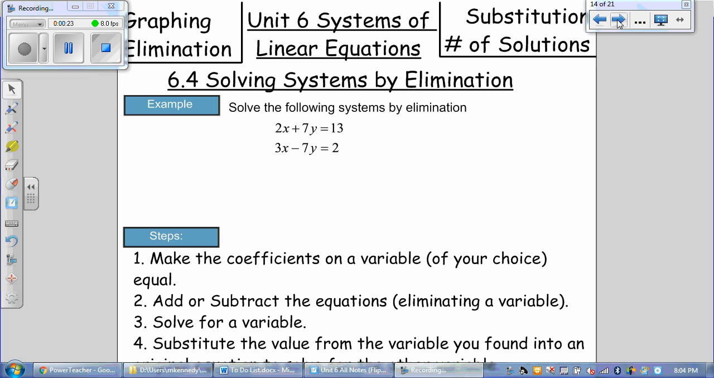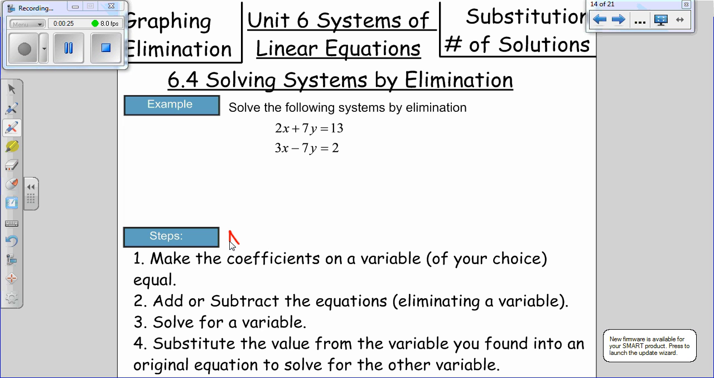You notice that at the bottom we have our step-by-step instructions on how to solve things through elimination. If you're reading these through, we'll do them one at a time. So the first step says, make the coefficients on a variable of your choice equal. If you look at this question, we have x's and we have y's. What they're telling you is that you have to make either the x's the exact same amount or the y's the exact same amount. In this case, the y's are the exact same amount already, so we don't have to do anything for our first step. In the future, we will.